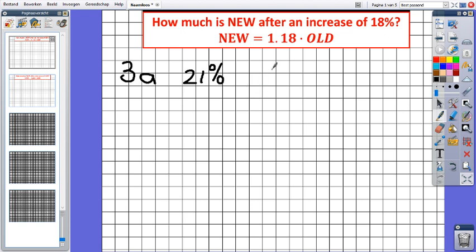And to convert this to a factor, you have to divide 21 by 100, which gives us 0.21, and then just add 1, which gives us 1.21. Again, as you can see, I'm using a comma. Please use points when using English notation.